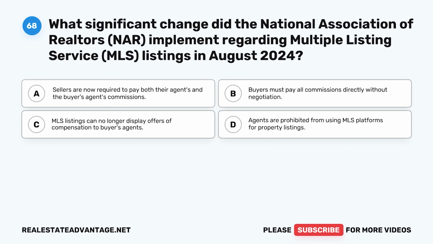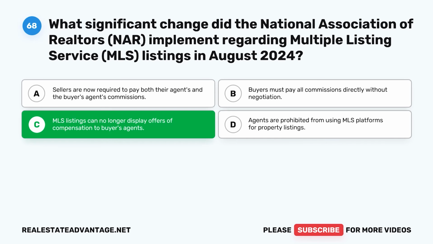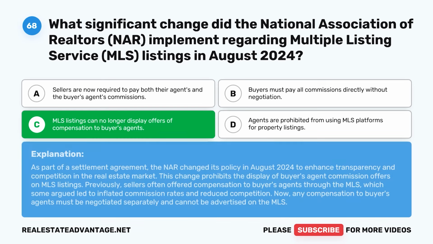The correct answer is C. MLS listings can no longer display offers of compensation to buyer's agents. As part of a settlement agreement, the NAR changed its policy in August 2024 to enhance transparency and competition in the real estate market. This change prohibits the display of buyer's agent commission offers on MLS listings.